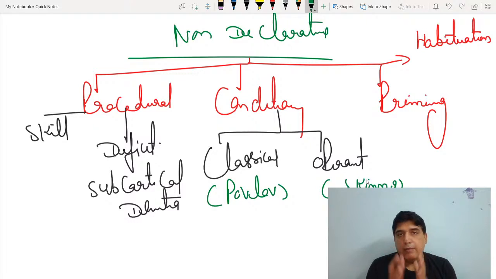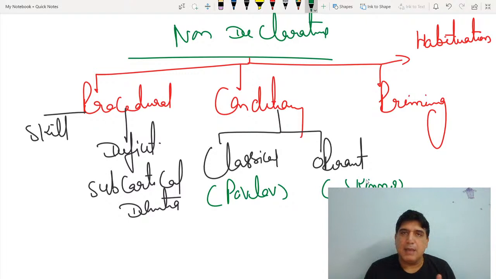Priming, we have one stimulus. One stimulus actually helps in telling the subsequent stimulus. So one stimulus, one idea will be given to you, and this stimulus actually helps in telling the subsequent stimulus, priming, and we have habituation.